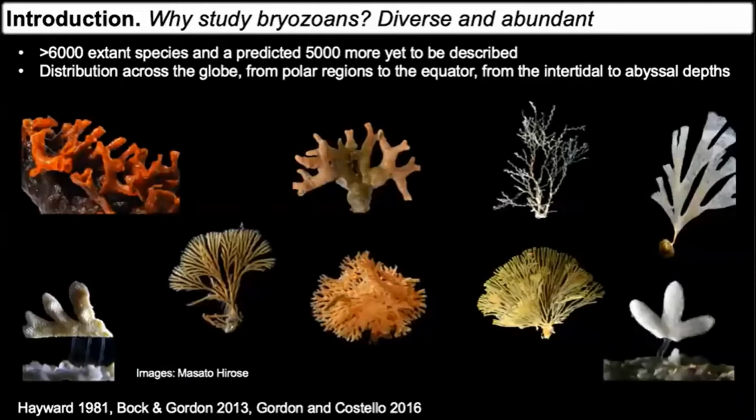Bryozoans are also very diverse and abundant. There are more than 6,000 species and they are distributed across the globe. They inhabit depths between the intertidal and abyssal plains and at all latitudes in the oceans. Therefore, some species with wide spatial and bathymetrical ranges are useful organisms for evaluating depth and or geographical related changes.